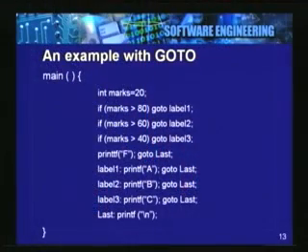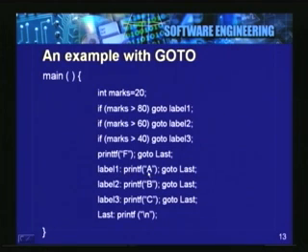This is a simple example, but it can tell you how Goto could be used. We do not use it, but we have an example here, and a program which eliminates this Goto. So it's a simple program. You have this marks variable assigned to 20. If marks greater than 80, go to label 1. So jump to label 1.